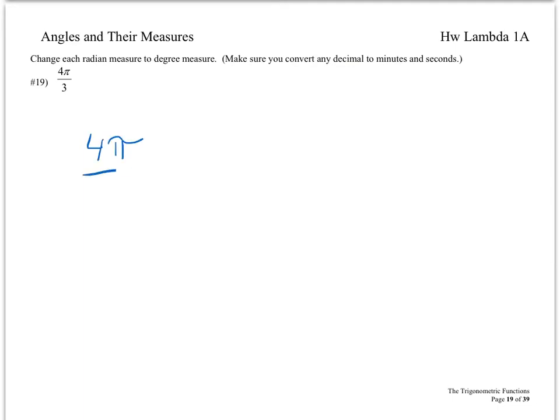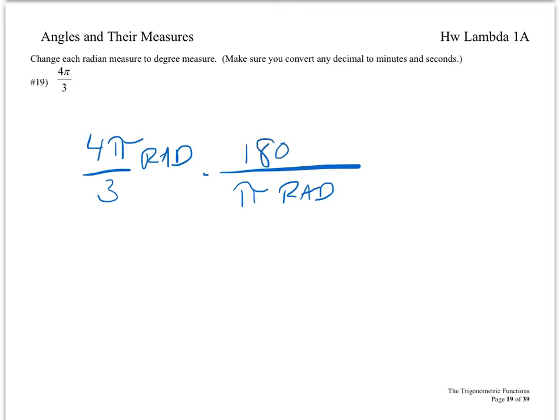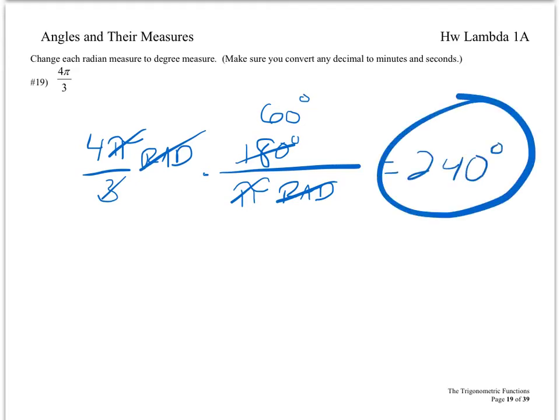We're supposed to take 4 pi over 3 radians and convert it to degrees. To get rid of my radians, I'm going to put pi radians on the bottom. That's equivalent to 180 degrees on the top. Radians cancel, pi's cancel. You can divide both 3 and 180 by 3. End up with 4 times 60. That's 240 degrees.